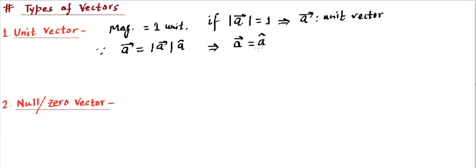That means A vector is the same as A cap, which means A cap will have magnitude 1. That means this vector, which is a unit vector, is going to represent the direction. So from here we can conclude a unit vector represents direction.